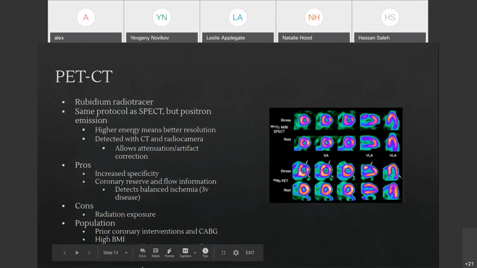And PET-CT is growing in popularity here and basically everywhere that has the capability to do it, so it probably is going to overtake SPECT at some point. It looks quite similar to our SPECT images. So again, rest on the bottom, stress on the top. These are your short axis images. These are your long axis. You can see the anterior wall drops out at stress in two views. That's a reversible defect. Same thing with the inferolateral wall.